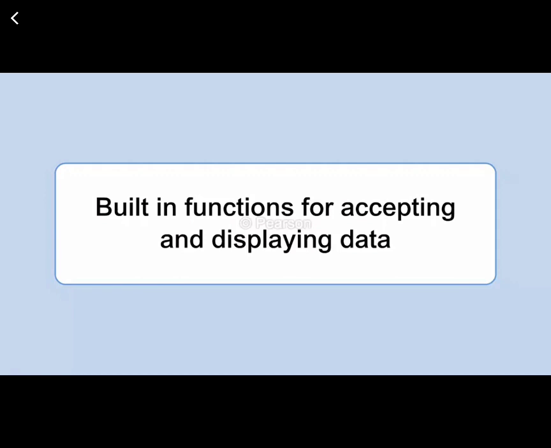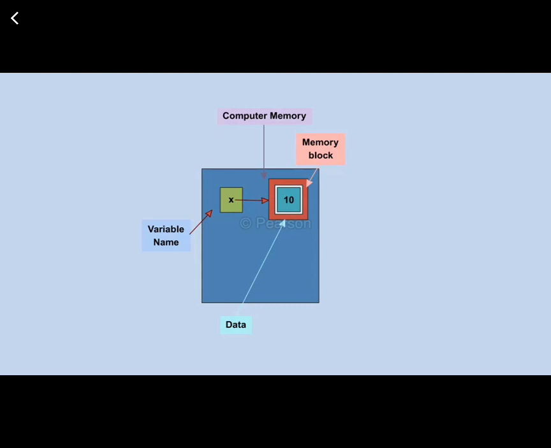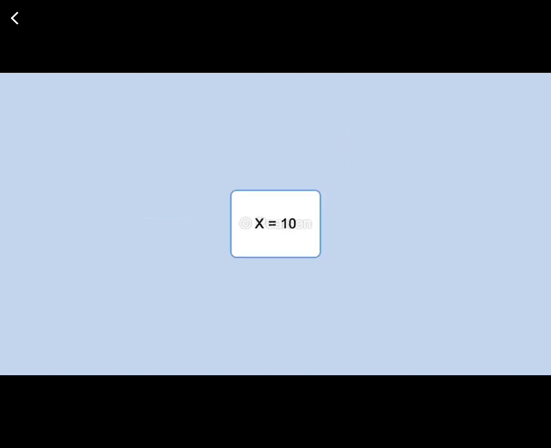Let's learn about some of the built-in functions that Python uses to accept and display data during the program execution. The function that is used to accept data from a keyboard is input. The input value entered by the user is stored in a variable. The input function uses a variable so that whatever data the user enters is saved in a named location in the memory. The value in the variable is assigned using an assignment operator.